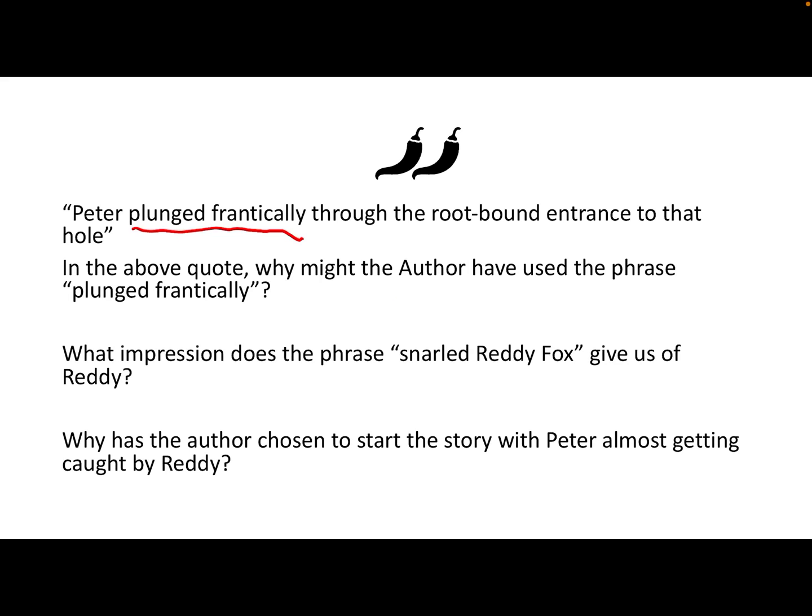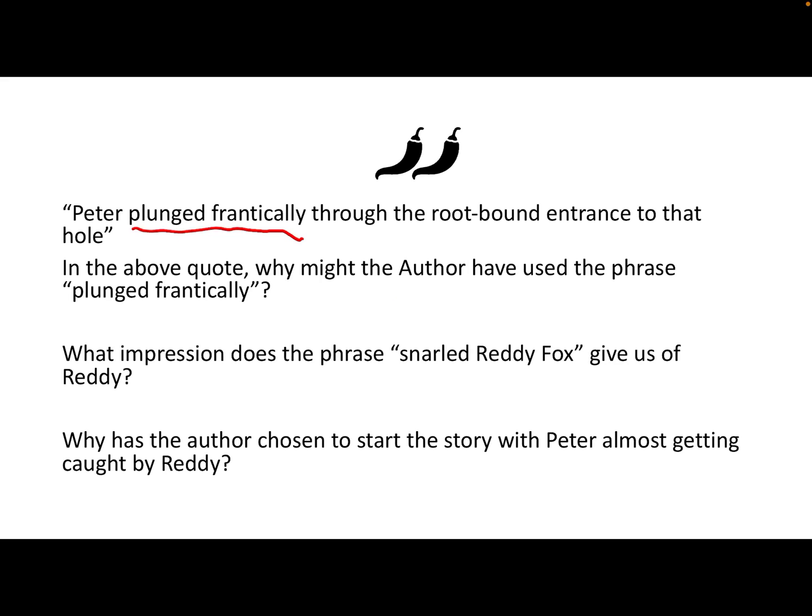Well done. So looking back at our two chilies, we've got our first question. Why might the author have chosen the phrase plunge frantically? Think about it. It implies panic or rushing. If someone's doing something frantically, they're normally scared. And the word plunged is almost like you might use it like plunge the dagger. It's almost like to stab something, or you might plunge into a pool of water. It's to go in really fast. So it's doing something really fast and frantically without really thinking. So it's telling us that maybe Peter was acting out of impulse, like he was really scared, he was panicky. He was in danger, almost.